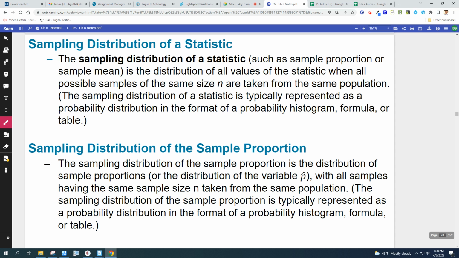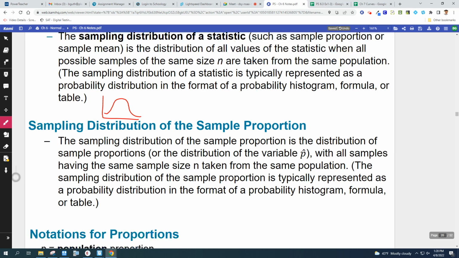The sampling distribution of a statistic, such as sample proportion or sample mean, is the distribution of all values of the statistic when all possible samples of the same size n are taken from the same population. The sampling distribution of a statistic is typically represented as a probability distribution in the format of a histogram, formula, or table. All right, so anytime you get to something that you don't understand, you better read it again. Maybe you have to read it 3, 4, 5 times, but try to read this enough times to where you understand what they're talking about. Essentially, it's just saying we're going to have a distribution. It doesn't really say it's normal, but that's what we're probably going to be looking at.